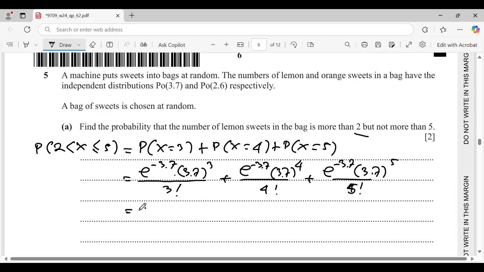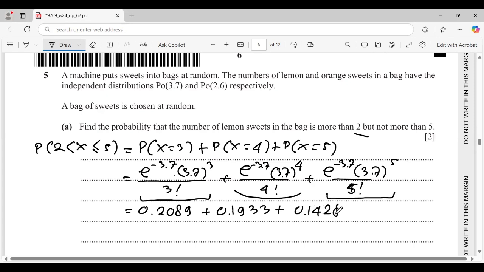And compute. If you compute this part, the result is 0.2089. If you compute this part, the result is 0.1933. And if you compute this part, the result is 0.1428. And if you add all, the result is 0.545. Next question.